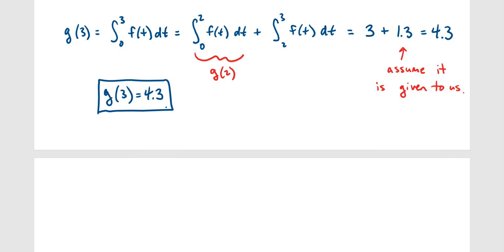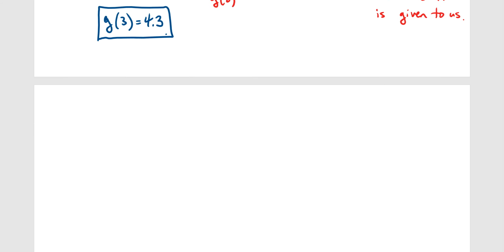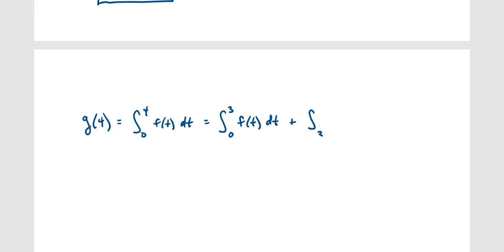Okay, last two, we want g of 4, and then g of 5 after that. So g of 4 is going to be the integral from 0 to 4, f of t dt. And for the same reasons we've seen already, that's going to be the integral from 0 to 3. We're going to split this up, plus the integral from 3 to 4.